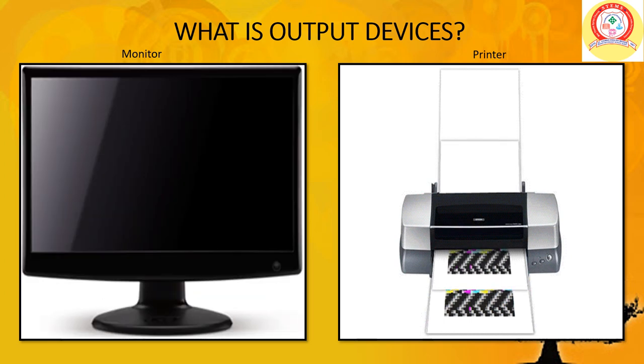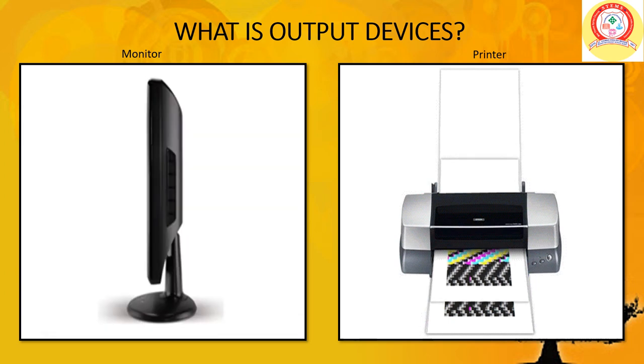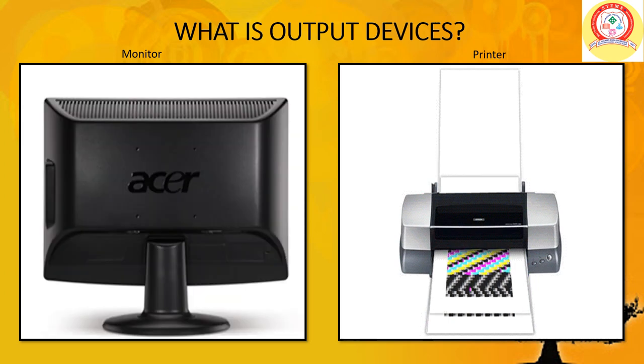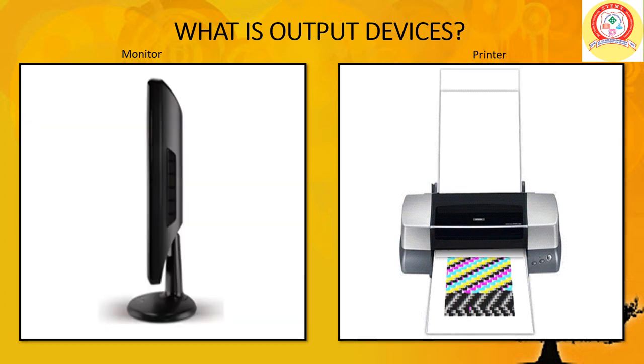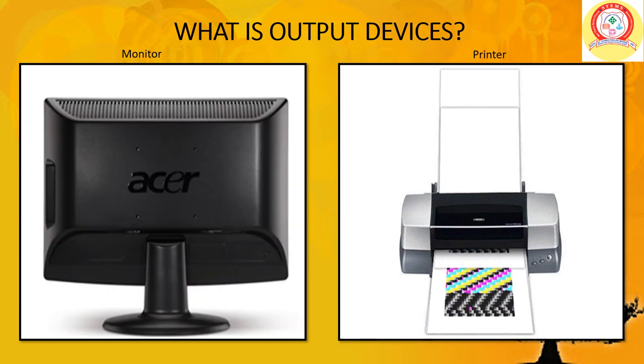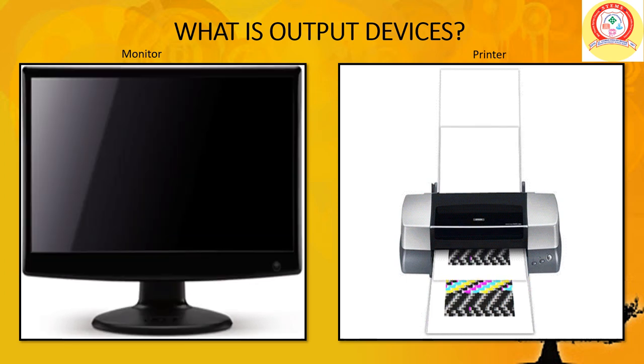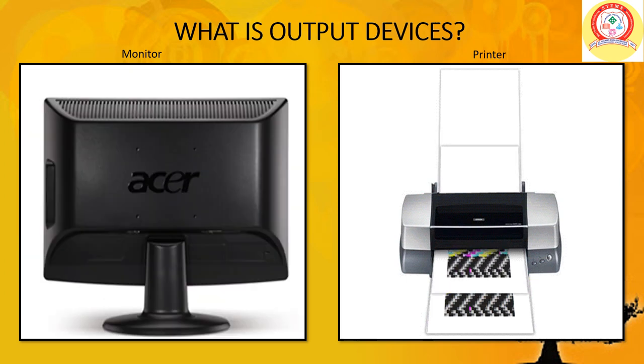Now, children, let's talk about a printer. The output that is printed on paper using a printer is called a hard copy. Understand, children, what is an output device and what is a monitor and printer?